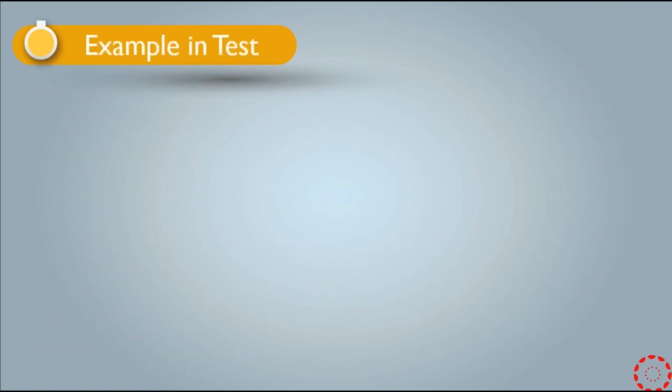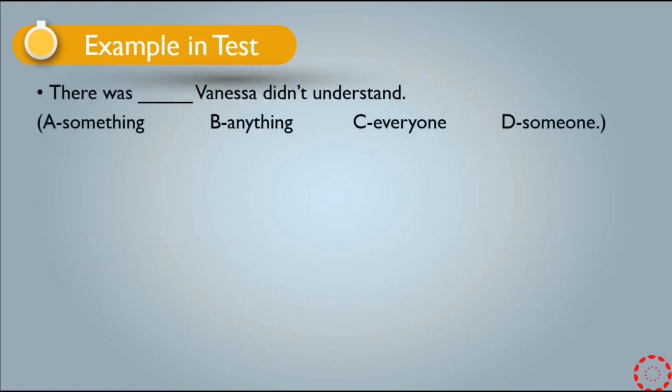Example in a test, how these come up in national exams. There was dash, Vanessa didn't understand. Which one is correct? There was something, or anything, or everyone, or someone. Again, this subject depends on the meaning of the sentence. You have to know the meaning of the sentence, and after that you know which one is correct. So: there was something Vanessa didn't understand. You cannot say there was anything or everyone or someone. So you have to be careful, because it depends on meaning.